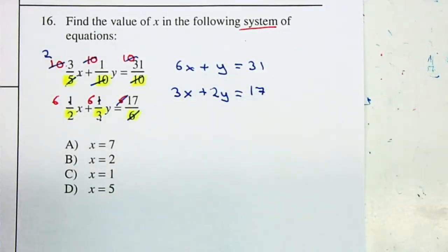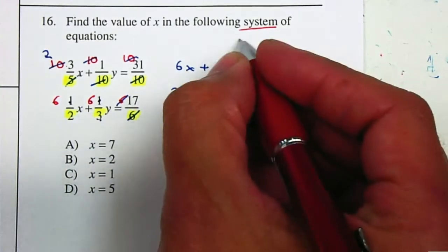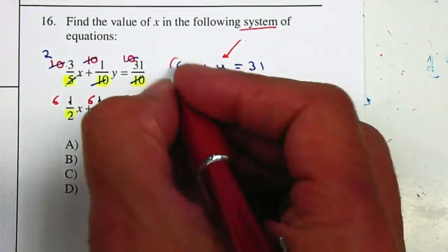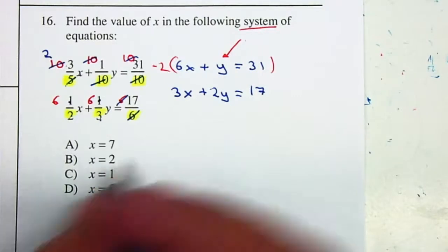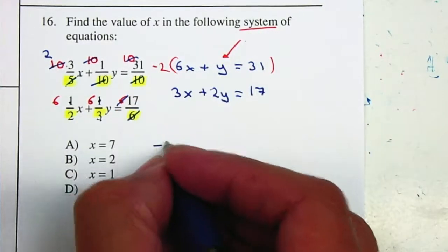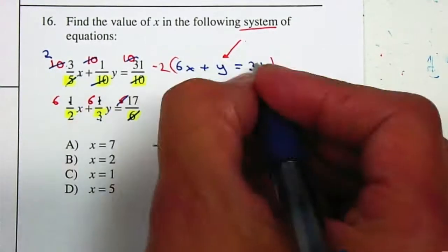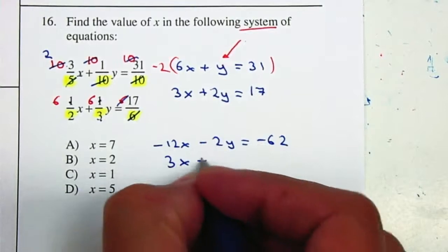And now that makes a much easier problem. I need to cancel the x's or the y's. In this case, I can just cancel the y's and I can just multiply the top one by -2 to cancel the y's, because that will make a -2y and it will cancel. So that gives me a -12x minus 2y. Don't forget to multiply the last number, so it's a -62. The bottom equation stays exactly as it is.